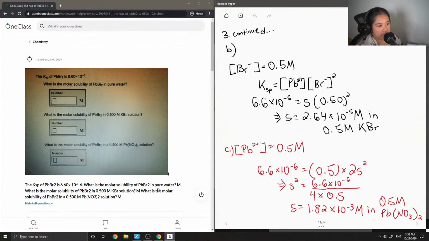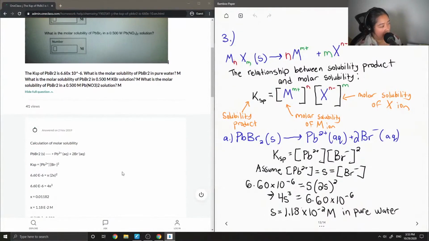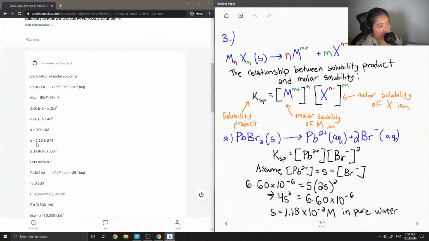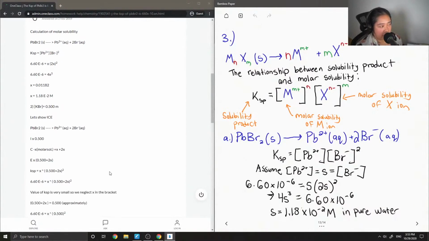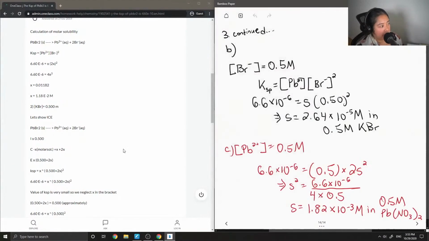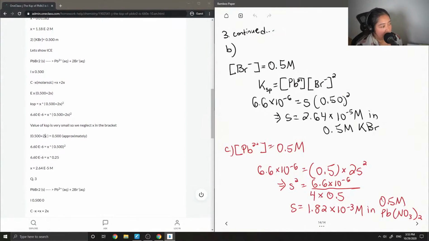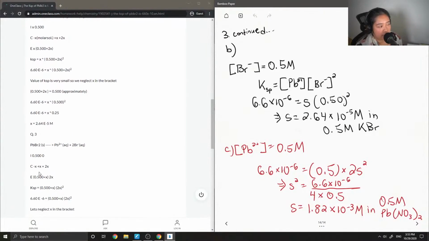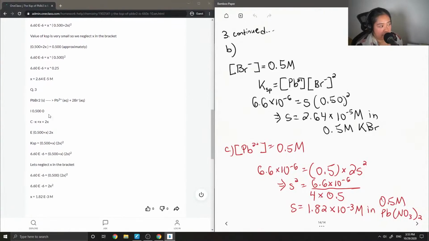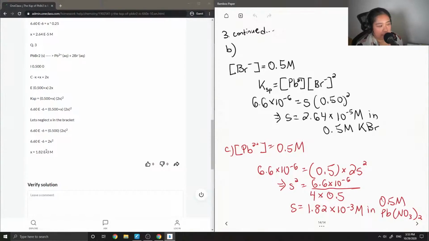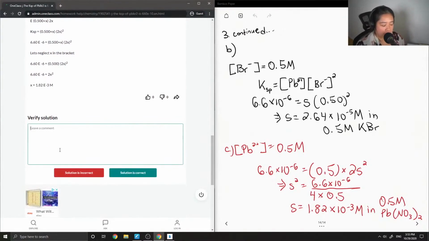Okay, so let's check out the answer from our junior tutor, starting with part A. Calculation of molar solubility. They have the same expression we have as well, and got 1.18 times 10 to the negative 2 in pure water. Part B, they have some ICE tables involved, but ultimately they still get the same answer of 2.64 times 10 to the negative 5 molar. They do the same thing for part C. You can also write it out as an ICE table. And they got the same thing, 1.82 times 10 to the negative 3. So this solution is correct.